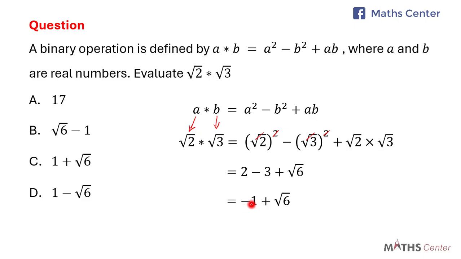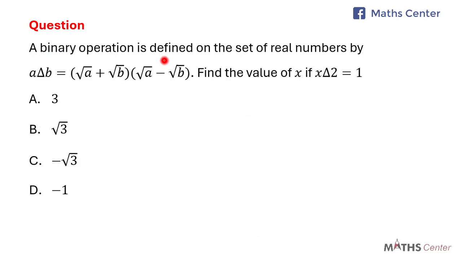2 minus 3 gives us -1. So we have -1 plus square root of 6. And when we rearrange this, we are going to have square root of 6 minus 1. When we look through the options, we can see that the correct one is option B. Let's consider the next question.